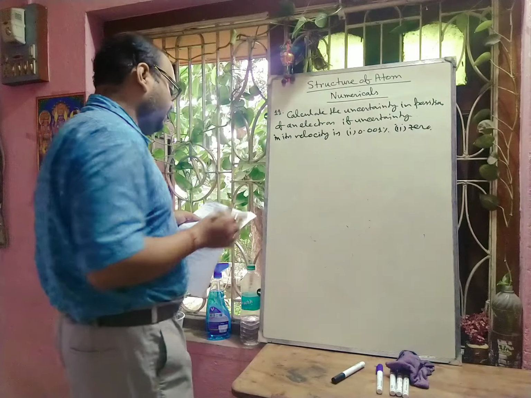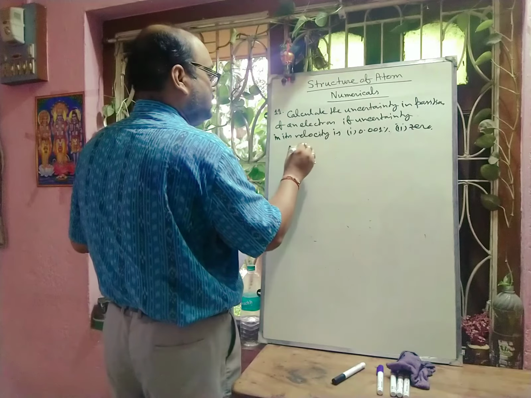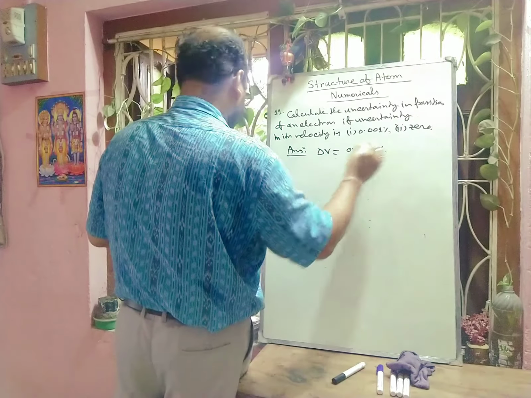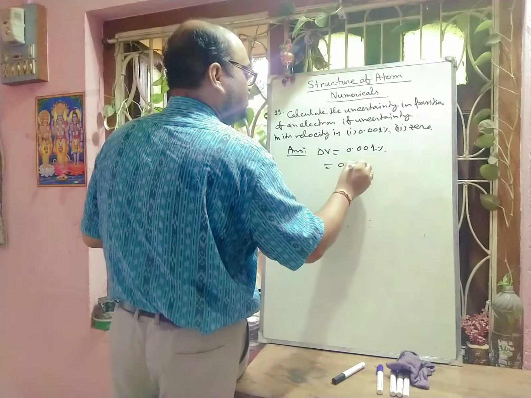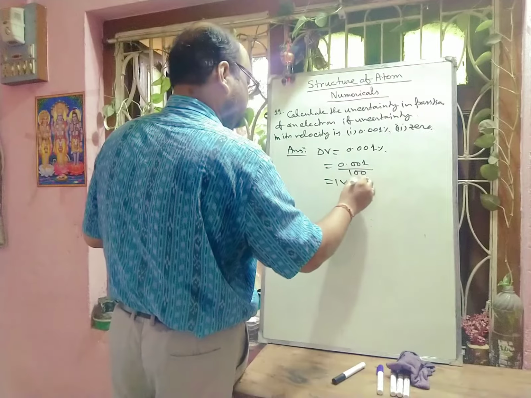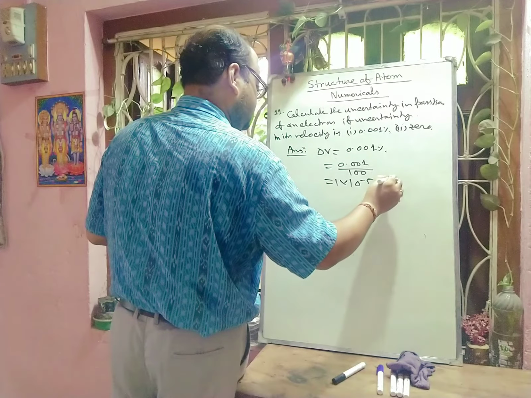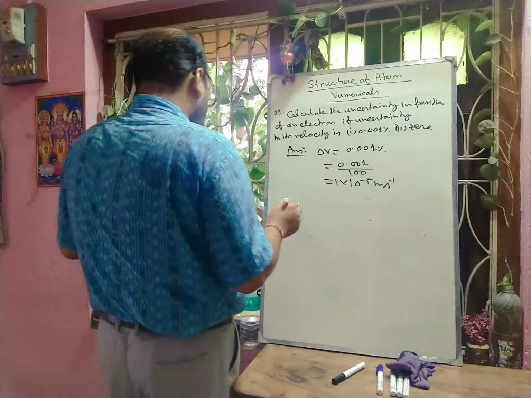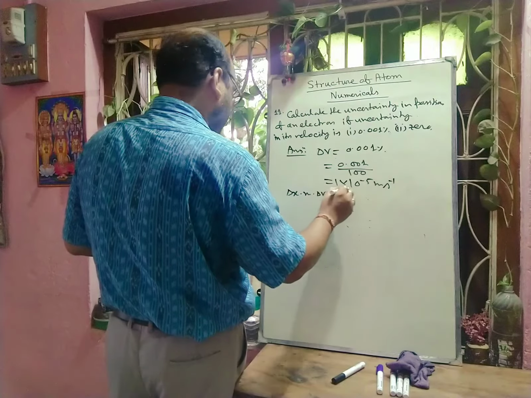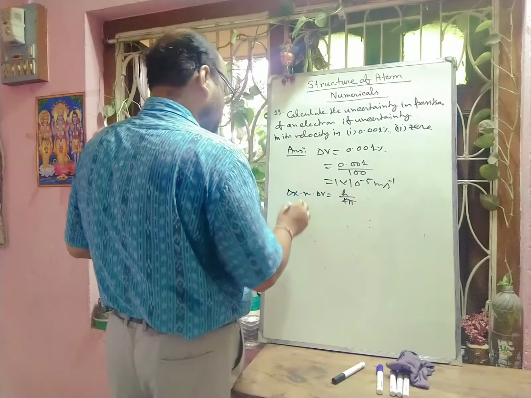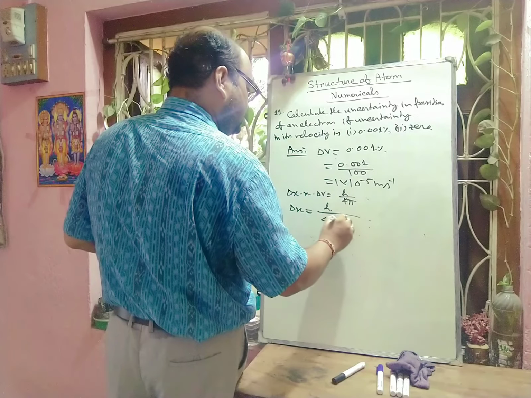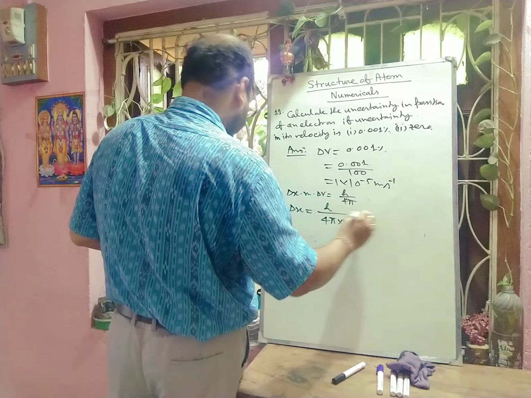Okay. So first you have to calculate. So what will be the answer of this problem? So delta v is equal to 0.001%. That means 0.001 divided by 100. That will be 1 into 10 to the power minus 5 meter per second. Now we'll put the formula, that is delta x into m into delta v is equal to h by 4 pi. So from here you have to calculate delta x. Delta x is equal to h by 4 pi into m into delta v.